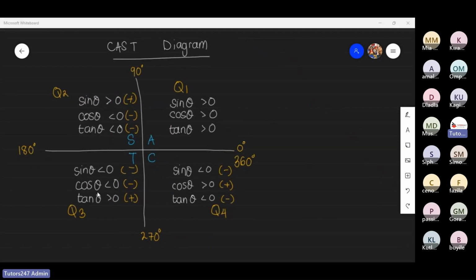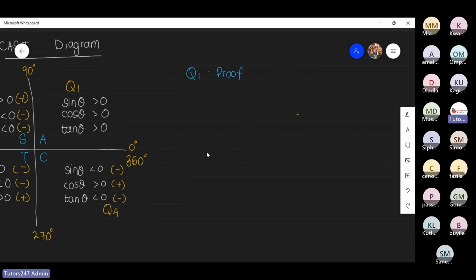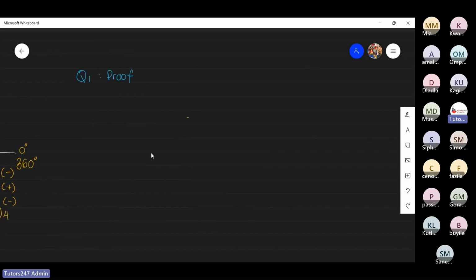So let's have a look at that. So within quadrant 1, we've stated that everything is positive. So let's prove it. Actually, instead of doing them individually, let's do them all together.